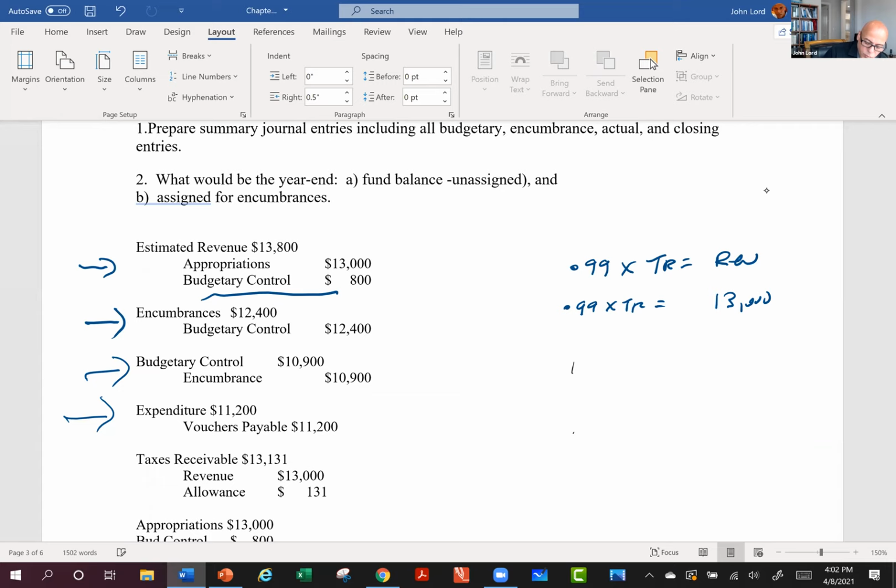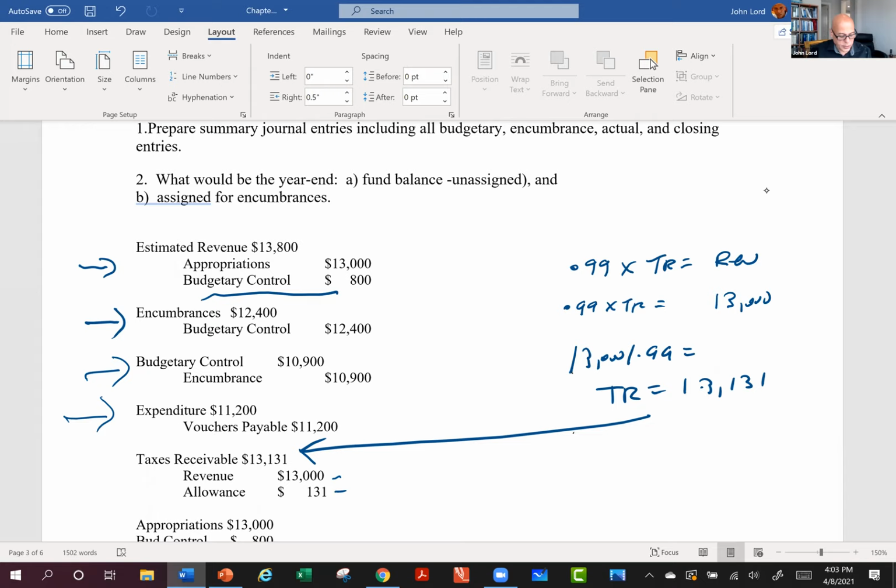So I take the 13,000 and divide it by 0.99. That means then that my taxes receivable equals 1,331. If you take 13,000 divided by 0.99, you get 1,331. And so that's the taxes receivable. They told me the revenue is 13, so I know I got to credit the revenue. And I credit the allowance for 131, right? So I reduce the revenue by the amount I think I'm not going to collect.